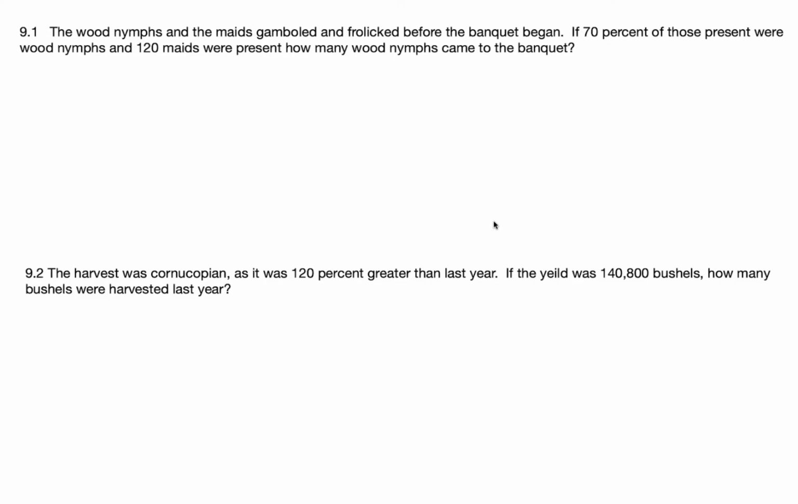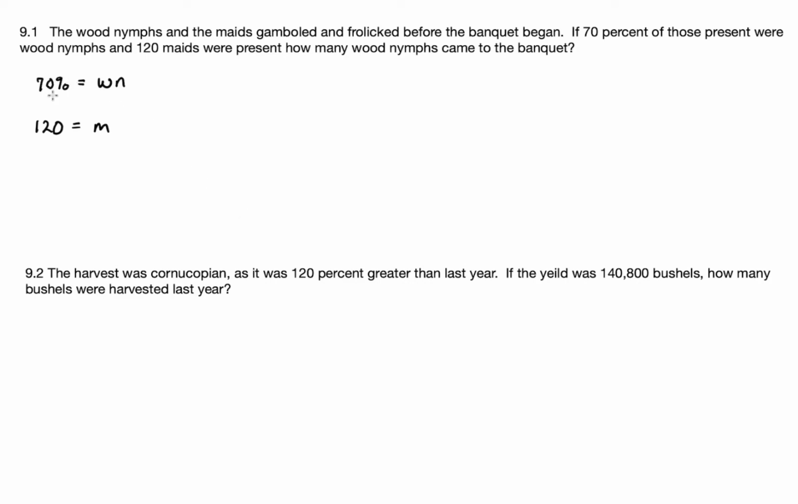So we had wood nymphs and maids. The wood nymphs and maids gambled and frolicked before the banquet began. Oh, such a lovely idea. If 70% of those present were wood nymphs. Okay, so now we start taking notes. 70% equals wood nymphs. I'm just going to do a little shorthand. And 120 maids were present. 120 is the number of maids we had. How many wood nymphs came to the banquet?